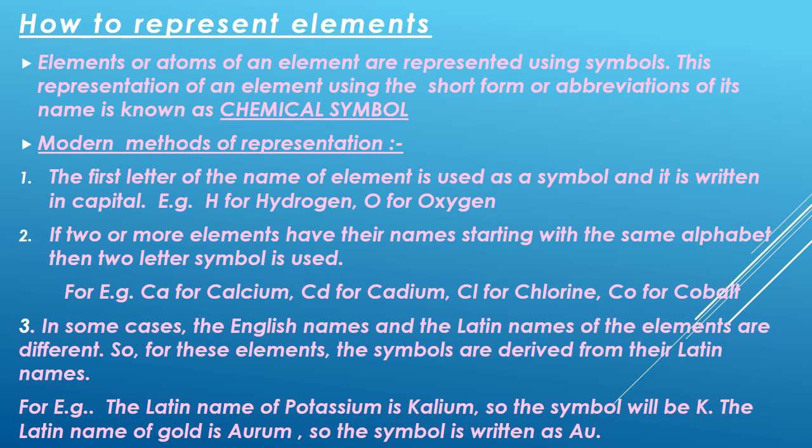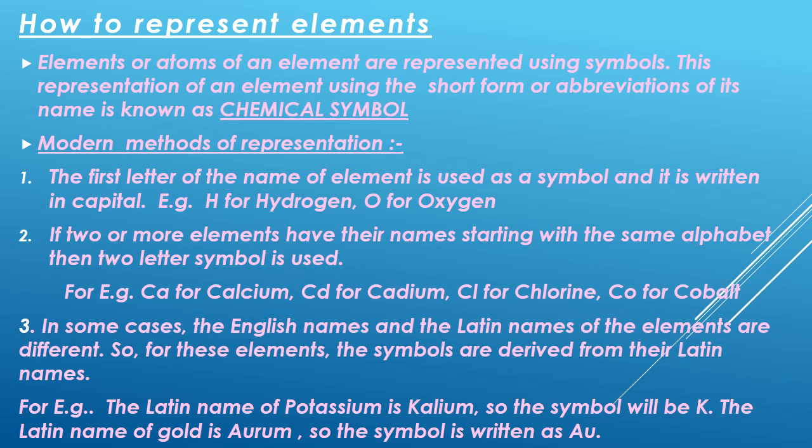In earlier times, what happened? The elements were represented with the help of a picture. After some time, the elements were named after the place where they were first found. For example, copper. The name copper and its symbol Cu come from a Latin word, cuprum. And the word cuprum means from the land of Cyprus.